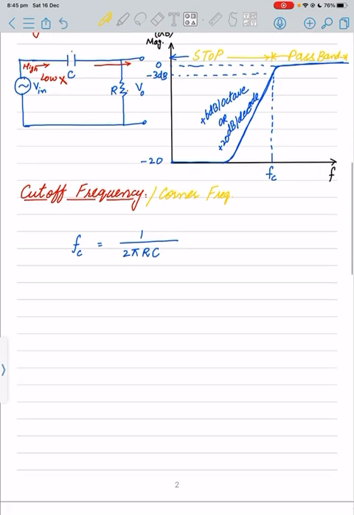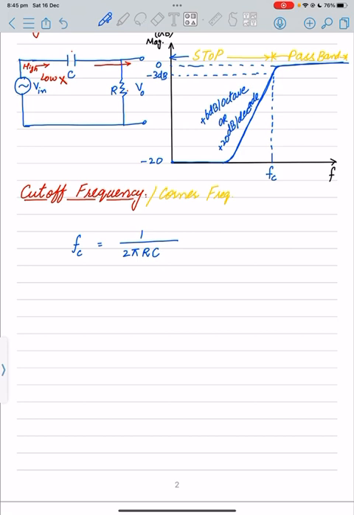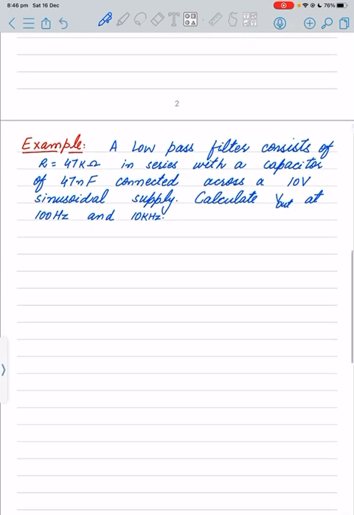So the basic formula for calculating the corner frequency is 1/2 pi into RC, and there is some derivation for it. So we will not go into the derivation, so I will upload it later, that how we can derive this formula of the corner or the cutoff frequency. So that is the formula, and then we will move towards one of the very basic examples.